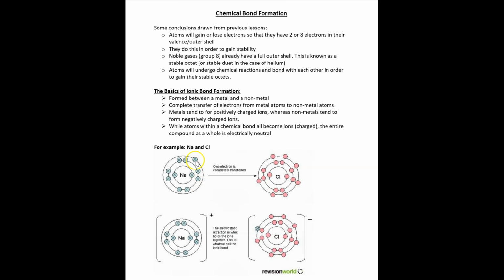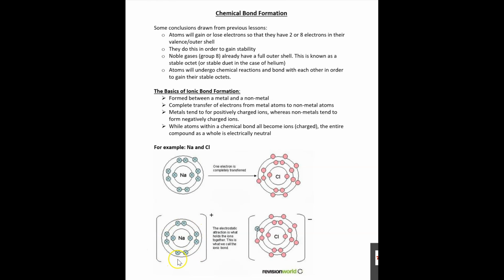So when sodium gets rid of this electron and transfers it to chlorine, chlorine will have 1, 2, 3, 4, 5, 6, 7, 8 electrons in the outermost energy level, and sodium will also have 8 electrons in its outermost energy level. And this right here is what an ionic bond actually looks like.